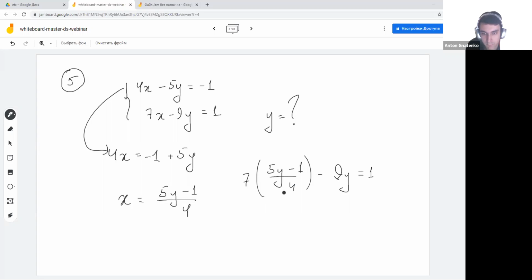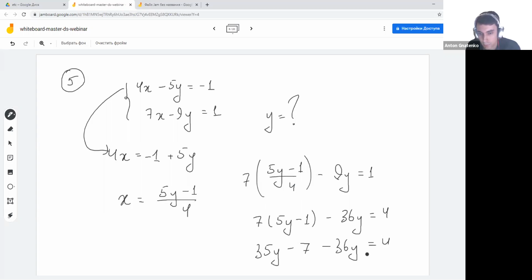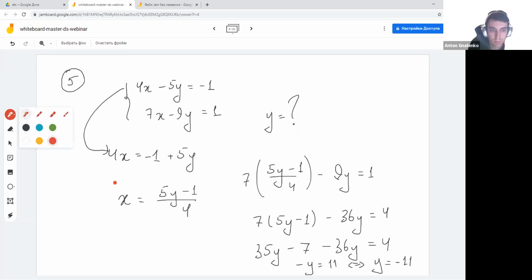So let's multiply everything by 4 to get rid of the denominator. It would be 7 times (5y minus 1) minus 36y equals 4, which is 35y minus 7 minus 36y equals 4. So minus y equals 11, which is y equals minus 11. This is the answer.